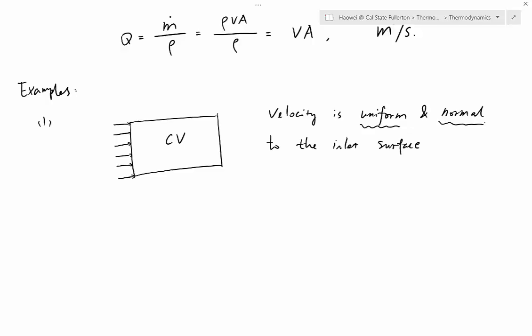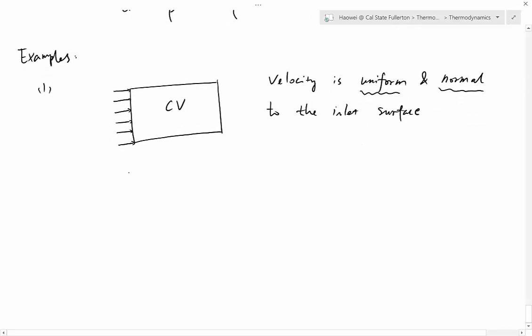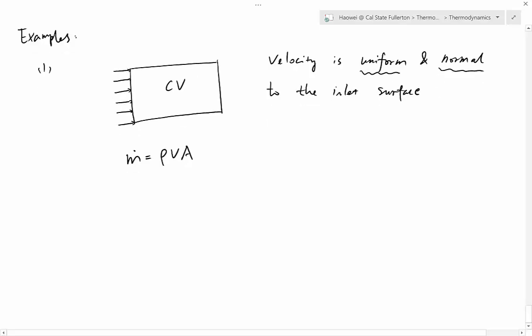If this is the case, mass flow rate is very easy to calculate. You can directly use this equation. m dot is equal to rho times V times A. Rho is density of the fluid, V is velocity of the fluid at the inlet, and A is the cross-sectional area of the inlet. That's case number one.